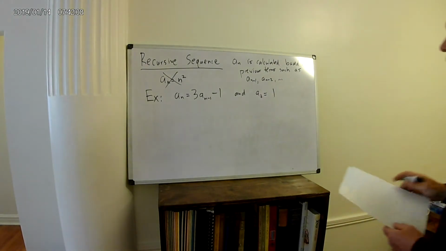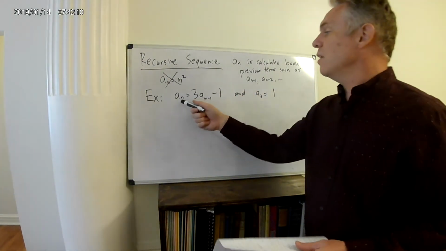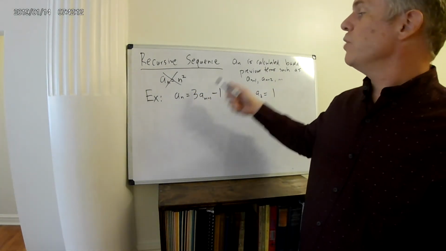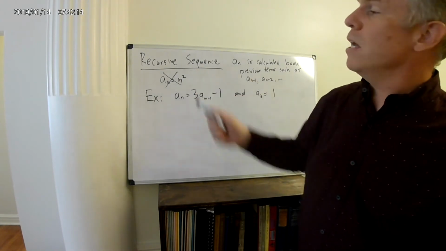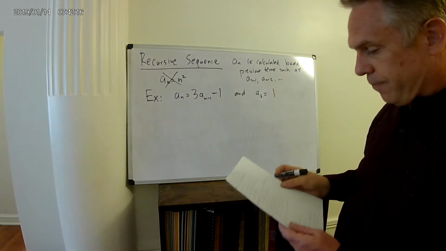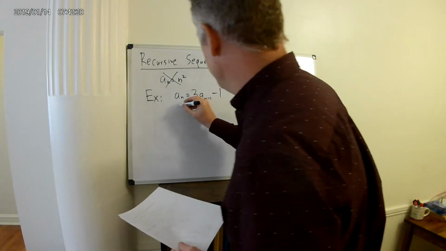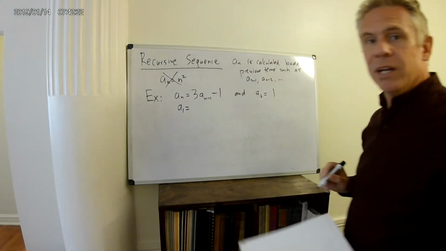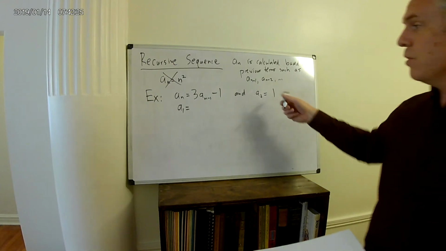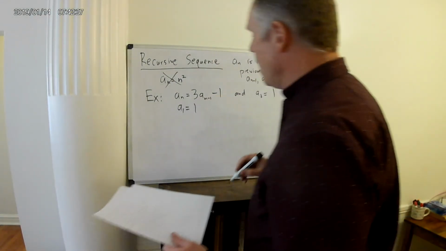This is a recursive sequence because each term is calculated based off the previous term and not off the index, and we're given the first term. Well, how do I calculate my terms? What is a sub 1? A sub 1 is simple for a recursive sequence. It's just the first term, so that's easy. A sub 1 is 1.